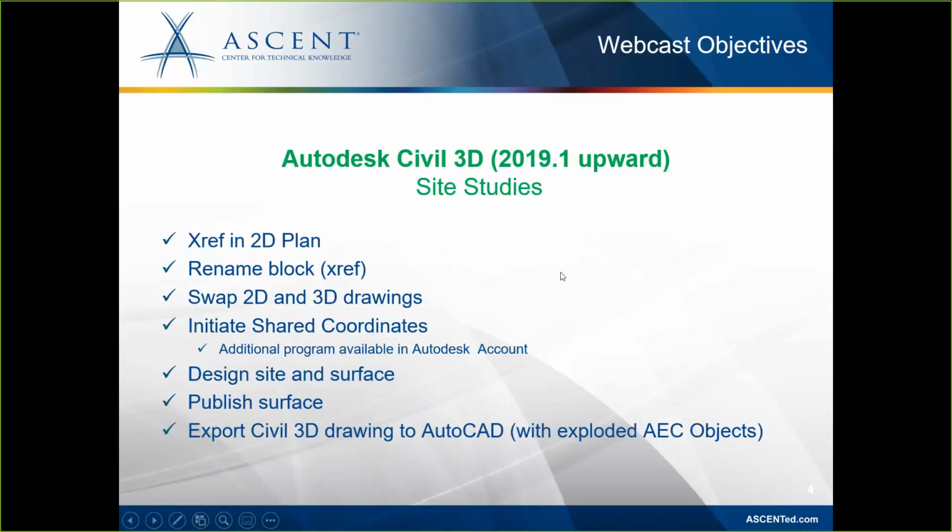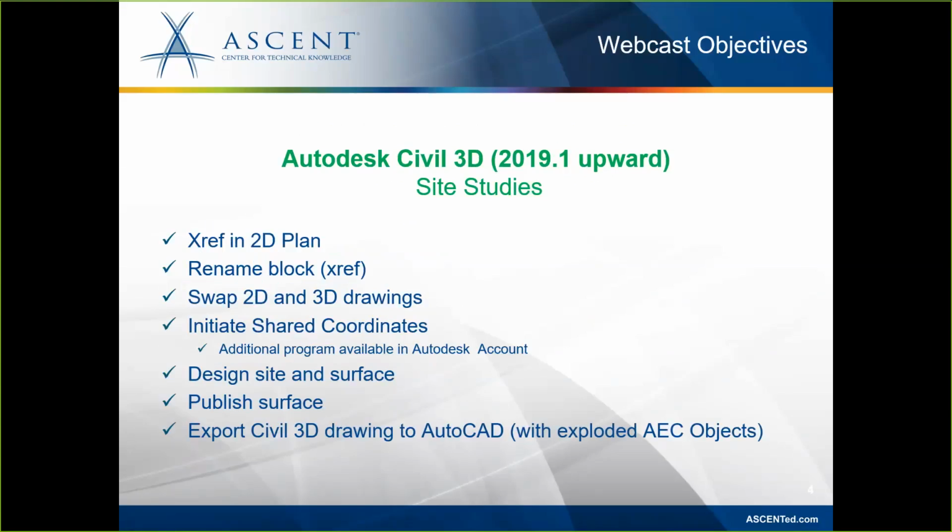And then we move over to Civil 3D, and this might be the civil engineer. It might be whoever is working on the site design. What we'll be doing there is we're going to take one of those 2D plans that we received from Revit, potentially via the cloud, and we're going to XREF that in. We're going to do a trick where we can rename the block or the XREF, and then once we have that, we can easily swap out the 2D drawing with the 3D model and back and forth.